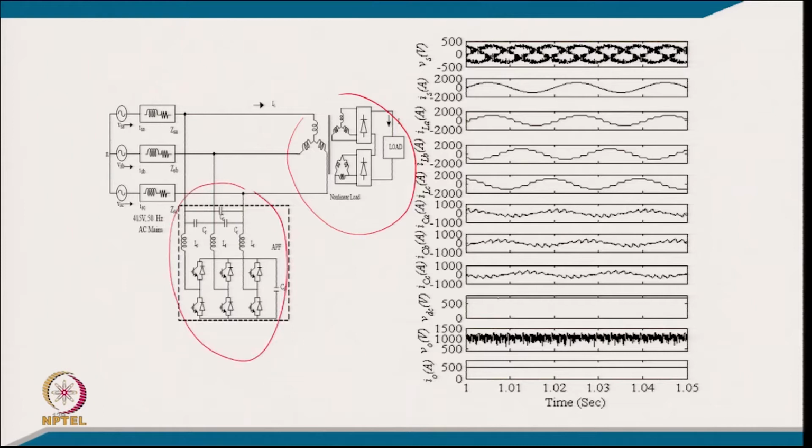And these are, after the model, the simulated waveforms: the supply voltage, then the supply current after the compensation, and the load current, which is a sum of the filter current, then the DC link voltage, then the output of the converter, and that is the output load current.